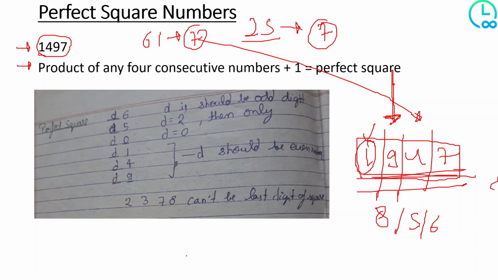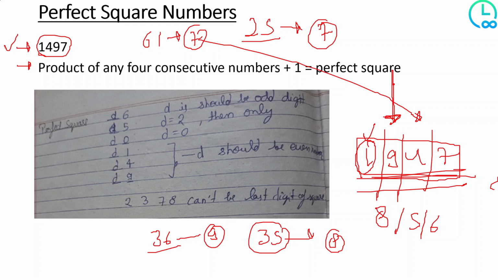So if you want to check whether 36 is a perfect square or not, the digital root is 9. So this may or may not be a perfect square number. But suppose you take a number, let's say 35. The digital root is 8. So now you can conclude that this will not be a perfect square number. So this first part regarding perfect square numbers is clear.